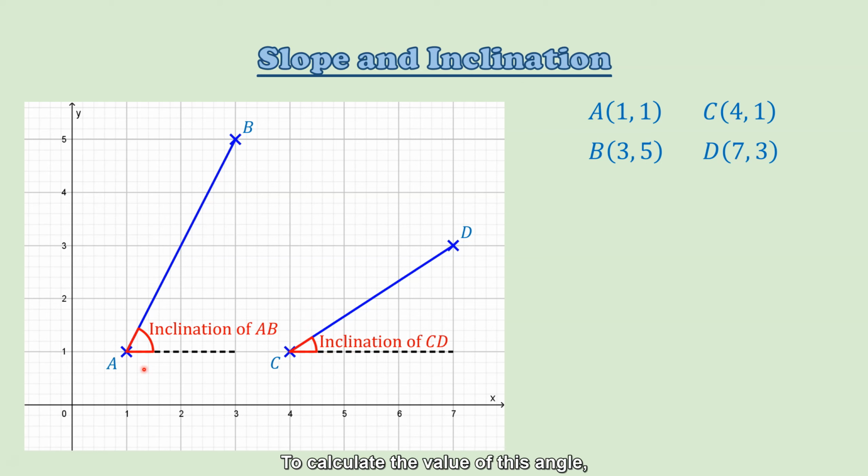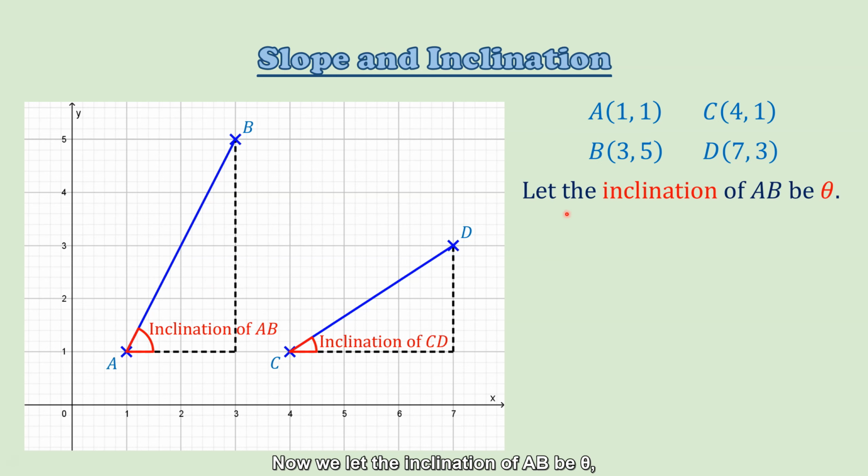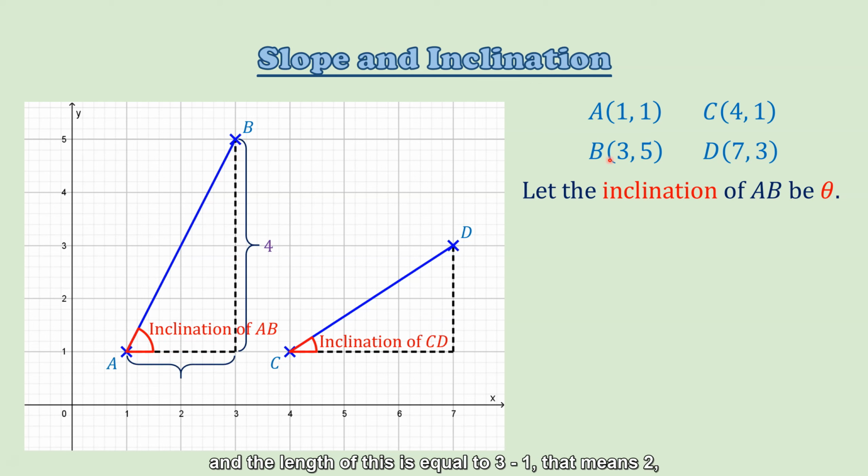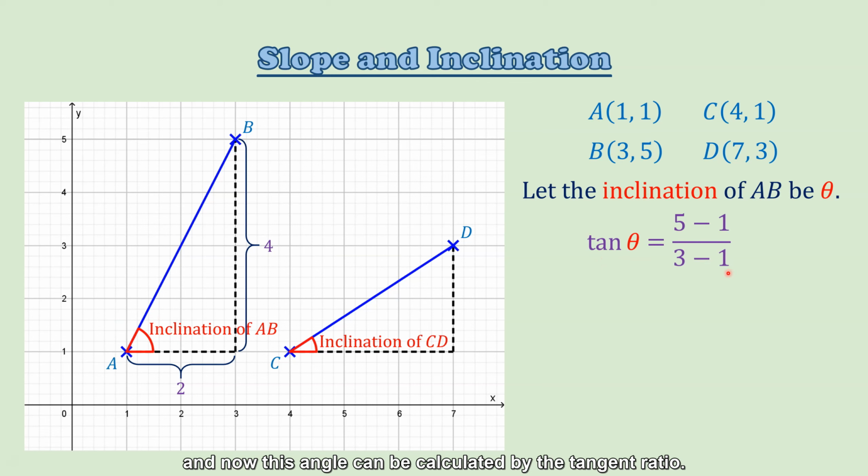To calculate the value of this angle, we can again consider this right-angled triangle. Now we let the inclination of AB be theta. And then we can calculate the length of this. It is equal to 5 minus 1, that means 4. And the length of this is equal to 3 minus 1, that means 2. And now this angle can be calculated by the tangent ratio.